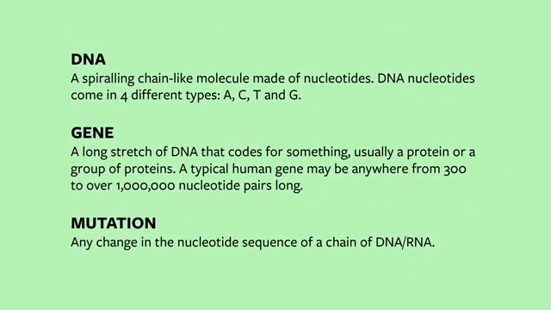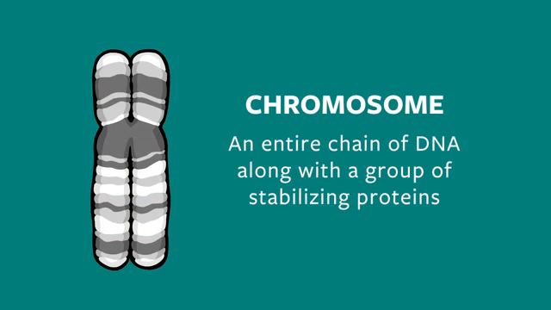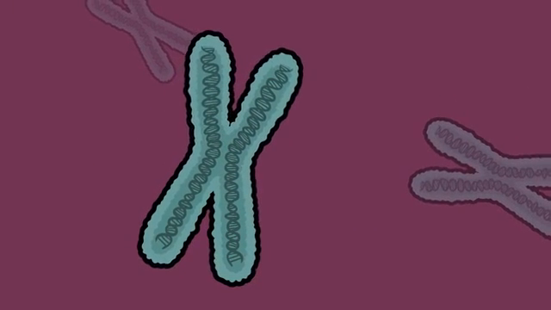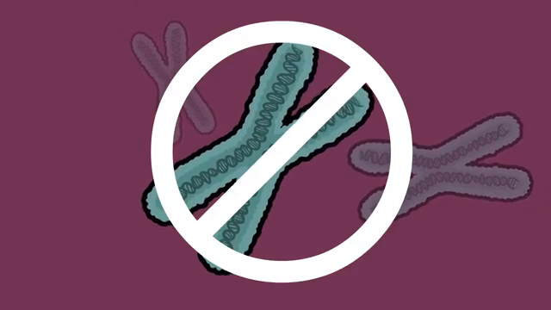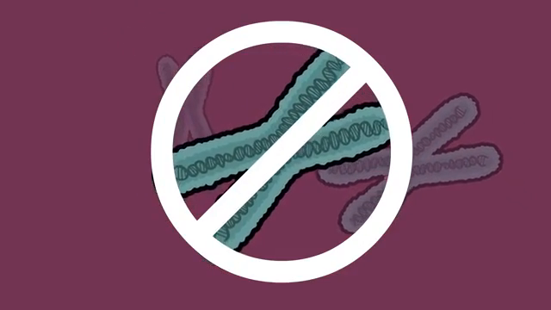Now that you clearly understand these 3 terms, and by the way, feel free to pause the video to study them if need be, it is now time to talk about chromosomes. A chromosome is an entire chain of DNA along with a group of stabilizing proteins. You may have seen images showing DNA trapped inside a chromosome, sort of like this. This is not how chromosomes hold their DNA.